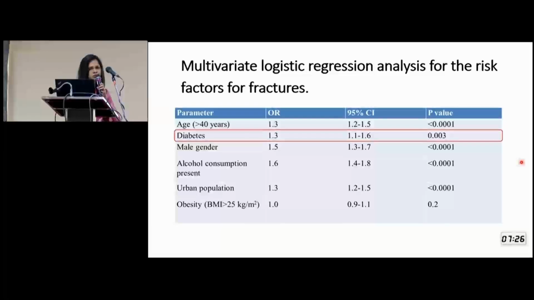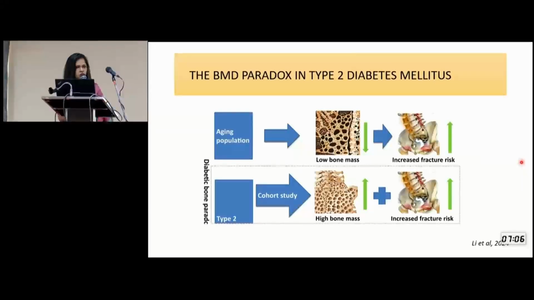And when you look at the multivariate logistic regression analysis for the risk of fractures in diabetes, diabetes itself is a major risk factor. Even comparing them to age or alcohol consumption or BMI, diabetes by itself is a major risk factor for fractures. So we know the BMD paradox in type 2 diabetes, so you can have a high bone mass or even a normal bone mass, but the patient is at a higher risk for fractures.